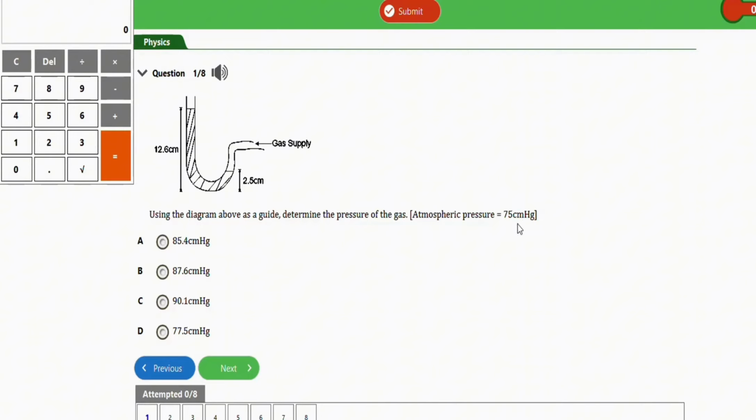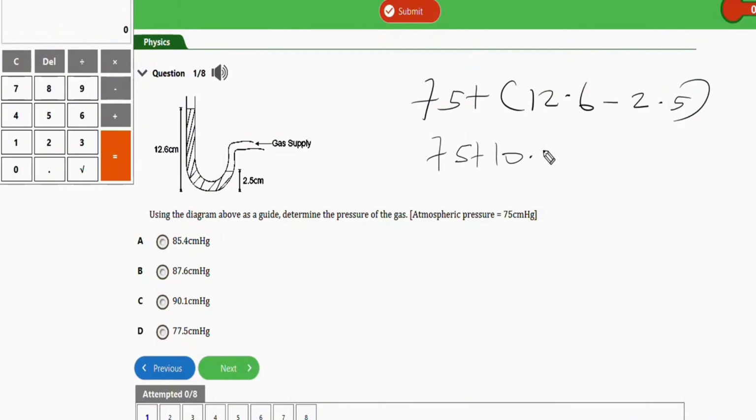The first one says, using the diagram above as a guide, determine the pressure of the gas. We have atmospheric pressure to be 75 cm mercury. To solve this question, all you need to do is take the atmospheric pressure, 75, plus the difference between this length and the smaller length we have there. So we have 12.6 minus 2.5, which basically gives you 10.1. So you'll be left with 75 plus 10.1.